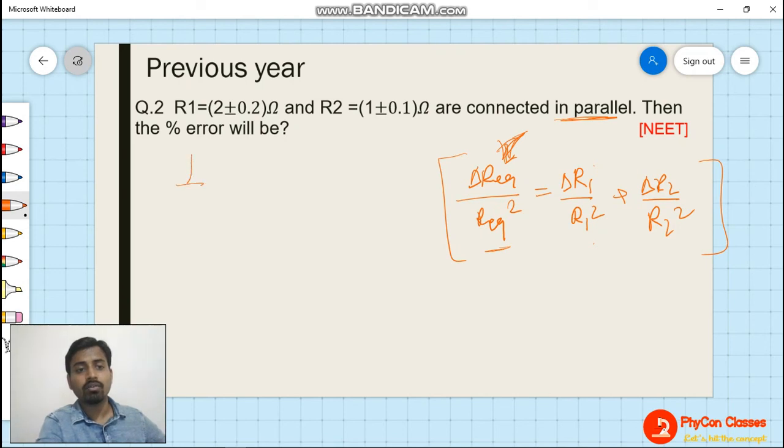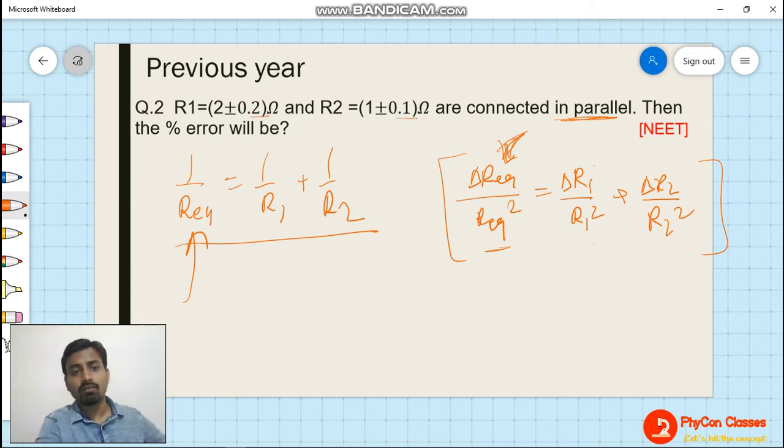R equivalent, how can you calculate it? R equivalent is equal to 1 upon R1 plus 1 upon R2. From this equation you have to calculate R equivalent. Delta R1 is 0.2, delta R2 is 0.1, R1 is 2 and R2 is 1. So all these 5 data we know, you have to calculate delta R equivalent. Fine. Now the last question of this particular chapter.